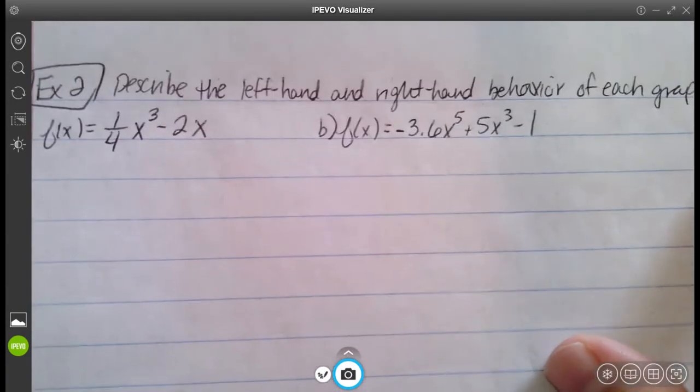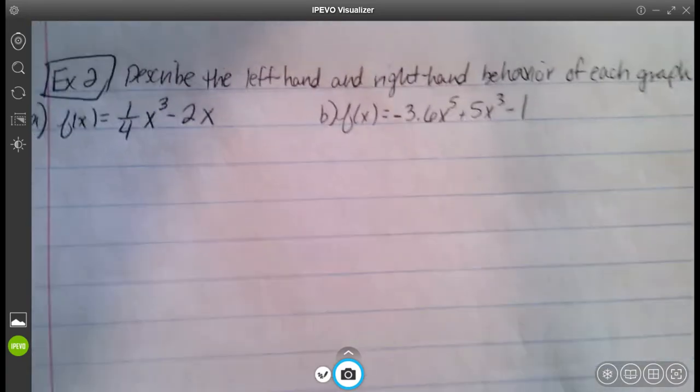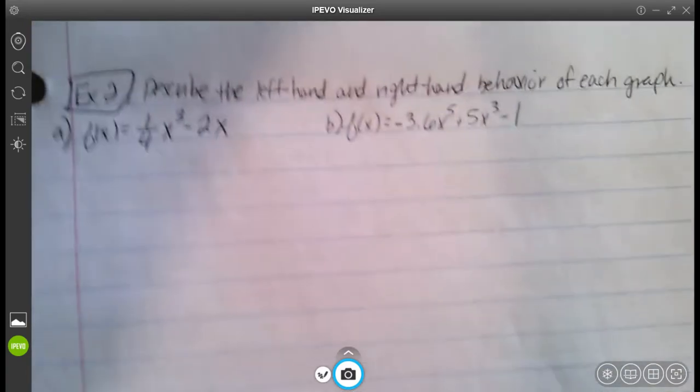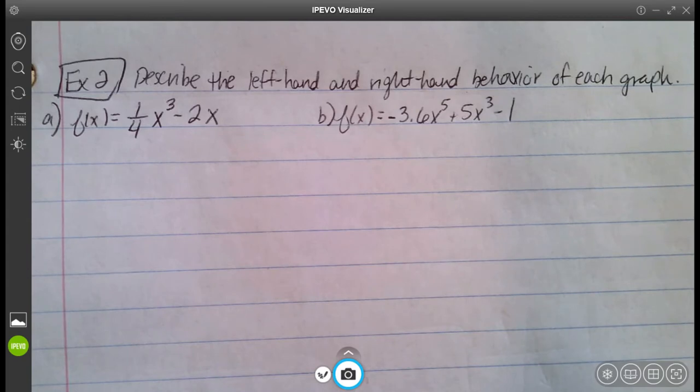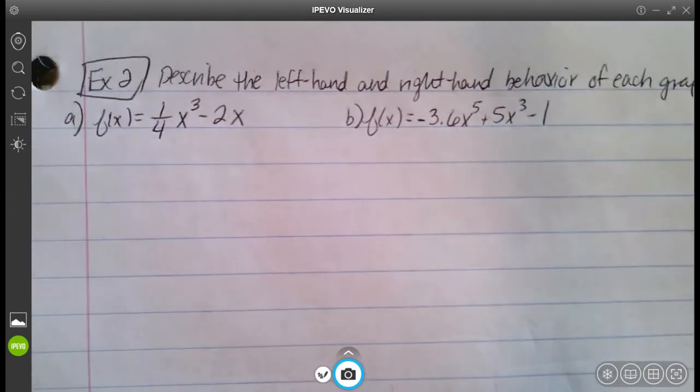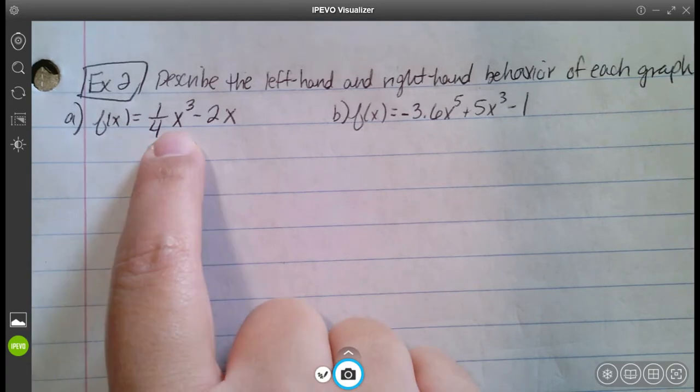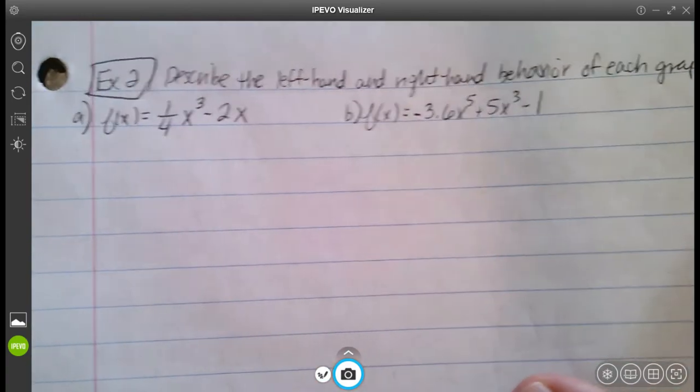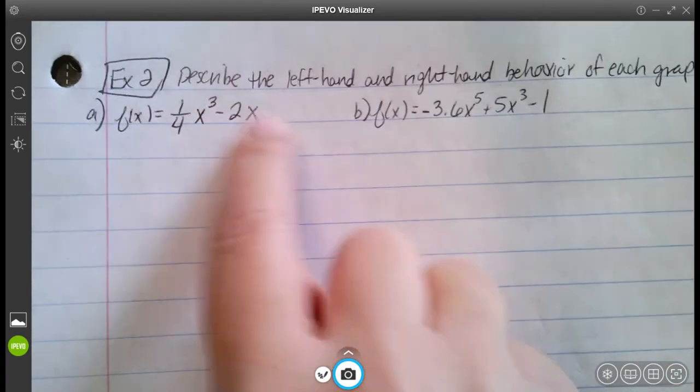Here's an example. Let me go ahead and move this up a little bit. It says describe the left and right hand behavior of each graph. Okay, I can't understand my own handwriting. So we have 2 different examples here. Letter A is f of x equals 1/4 x cubed minus 2x.